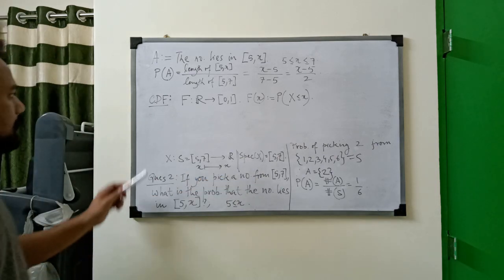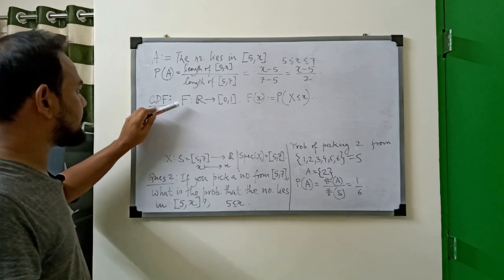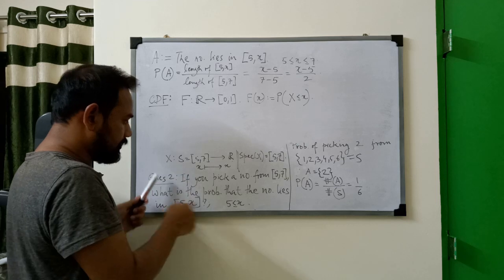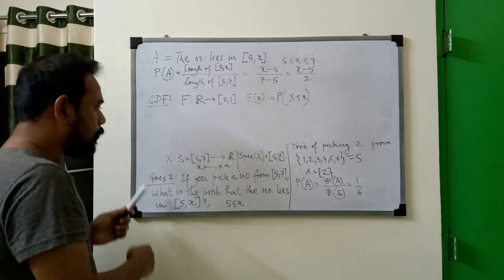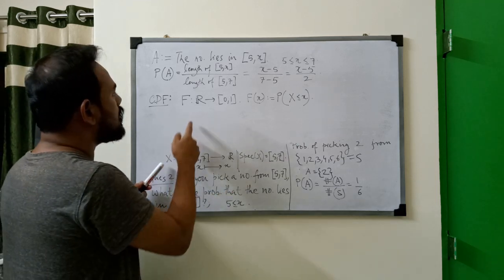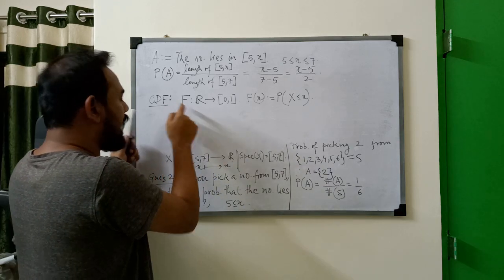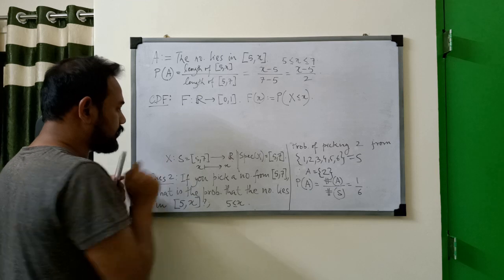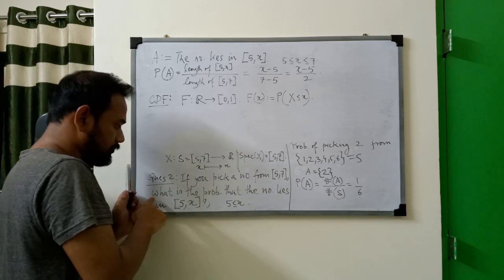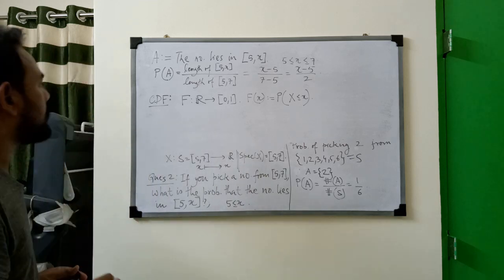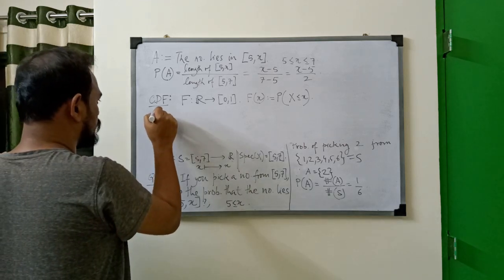Now I want to find out what is capital F for this random variable. This is the question that we're asking. What is the CDF F? What is the cumulative distribution for this random variable, which we are using to answer this question? Okay, let's write that out.